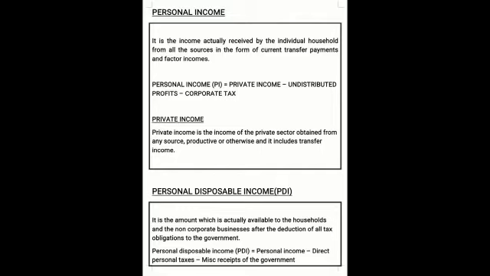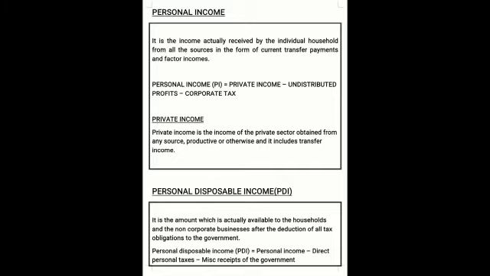So what is personal income? Personal income is the income actually received by the individual household from all the sources in the form of current transfer payments and factor incomes. So personal income PI is equal to private income minus undistributed profits minus corporate tax.